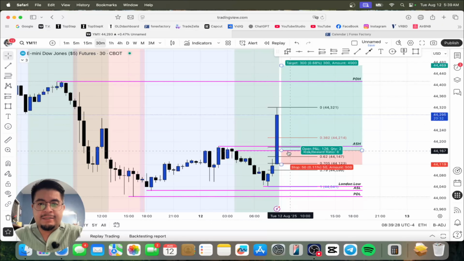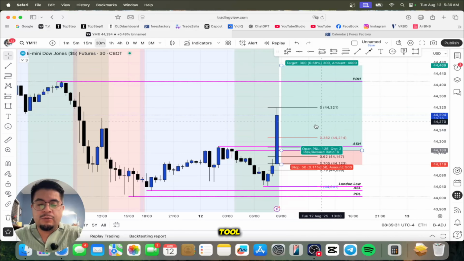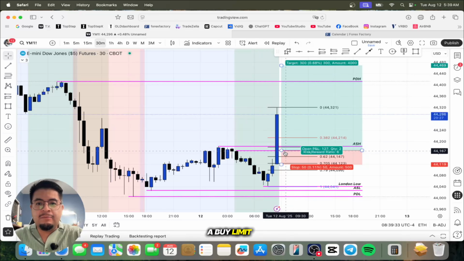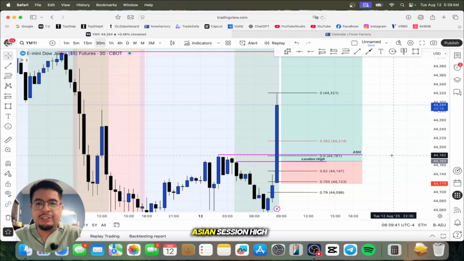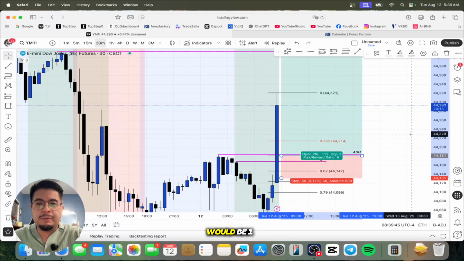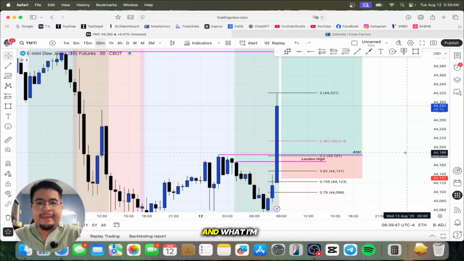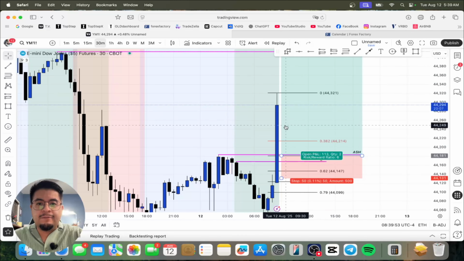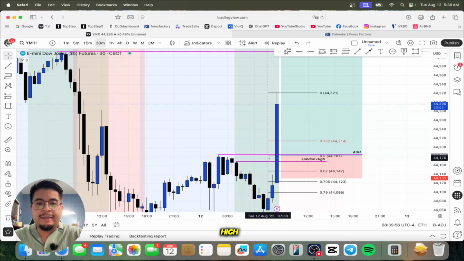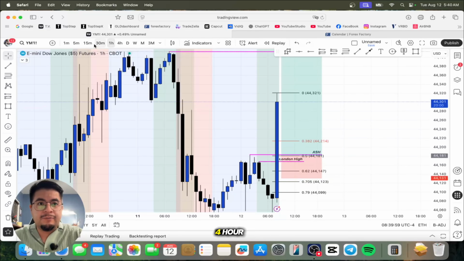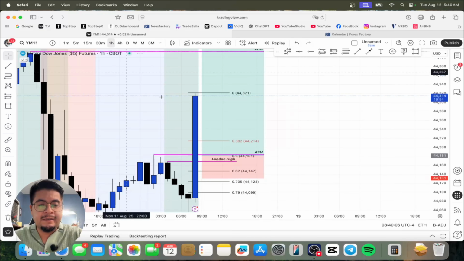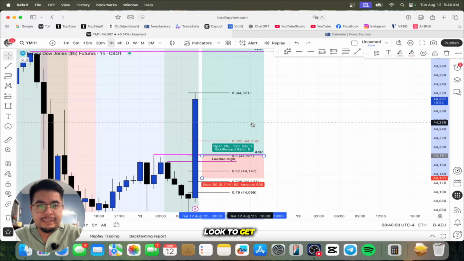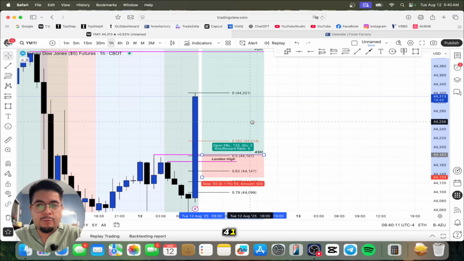So what I'm saying is, this risk to reward tool, the long position tool, I'm gonna have a buy limit order based off this 50% range, based off this London high. I may switch it to the Asian session high, or to the 50%, which would be 181. And what I'm gonna do is get in for the long right at this high. Let's see if this 1 hour, 4 hour, the 4 hour right here aligns with that Asian session high. So I may look to get long right at that Asian session high for 183.